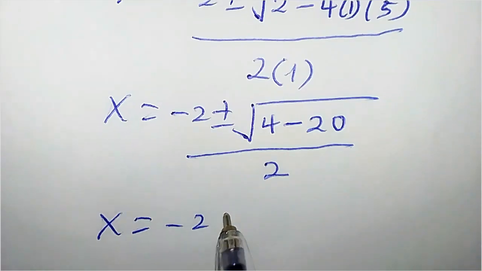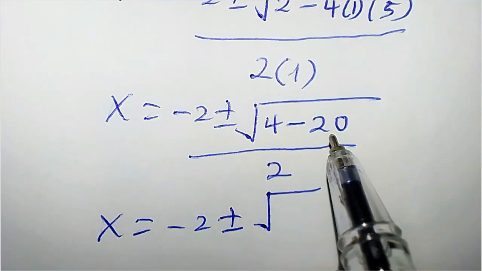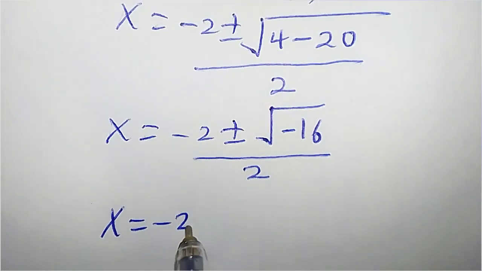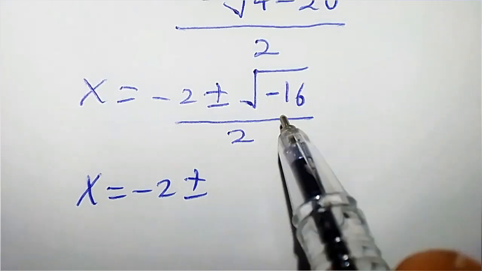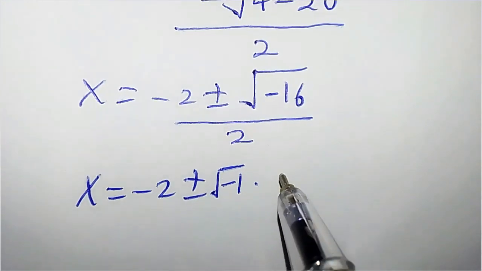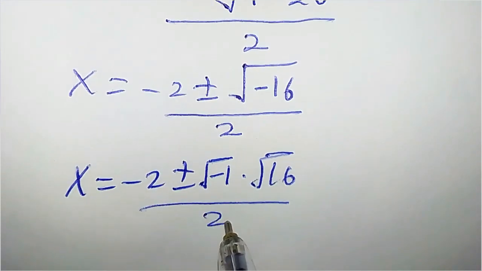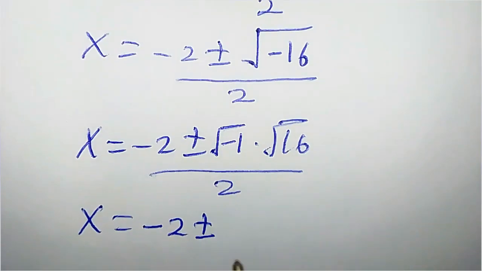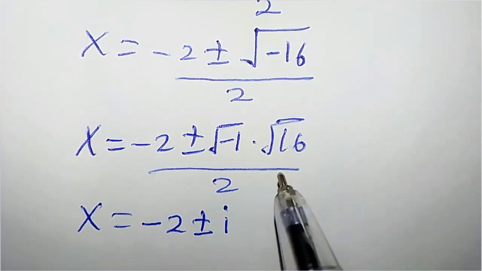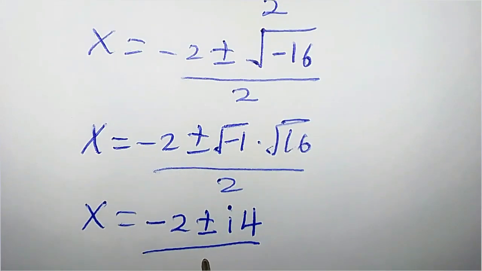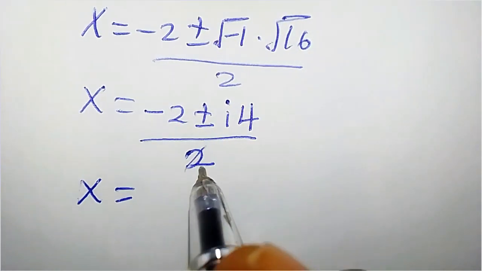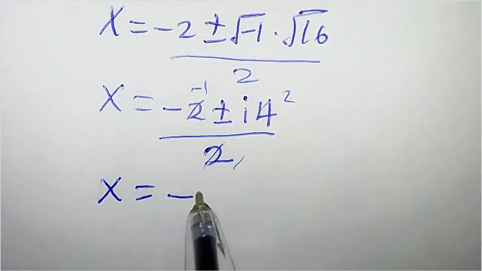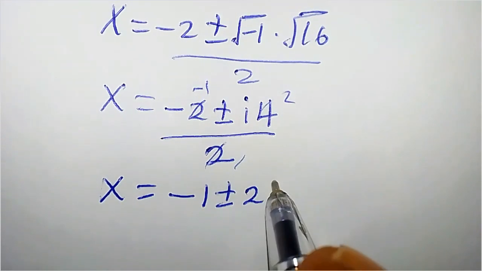x is equal to minus 2 plus or minus square root of 4 minus 20, that is negative 16, over 2. So x is equal to minus 2 plus or minus, we can write square root of negative 16 as square root of negative 1 times square root of 16 over 2. So x is equal to minus 2 plus or minus. What is square root of negative 1? That is i from the complex numbers. Square root of 16 is what? That is 4 over 2. x is equal to 2 here 1, 2 in 2 that is negative 1, 2 in 4 that is 2. So we are left with negative 1 plus or minus 2i.